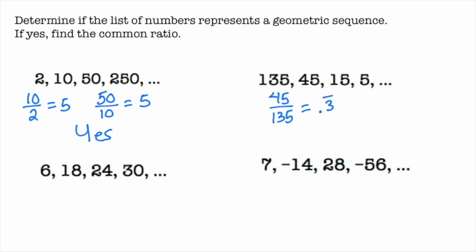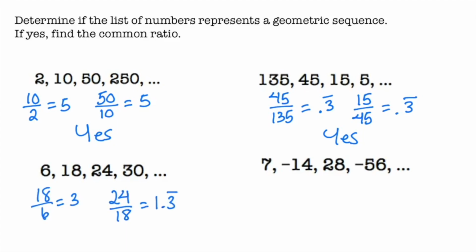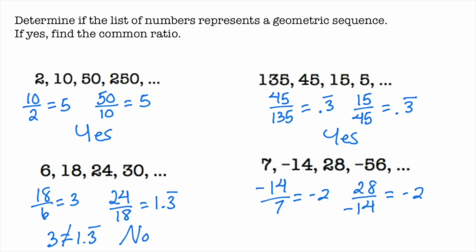Then on the next one, 45 divided by 35 is 0.3 repeating, and 15 divided by 45 is 0.3 repeating, so yes, that is a geometric sequence as well. And then we have 18 divided by 6 is 3, 24 divided by 18 is 1.3 repeating, so this is not, because 3 does not equal 1.3 repeating. And then the last one, negative 14 divided by 7 is negative 2, 28 divided by negative 14 is also negative 2, so yes, this one is a geometric sequence.